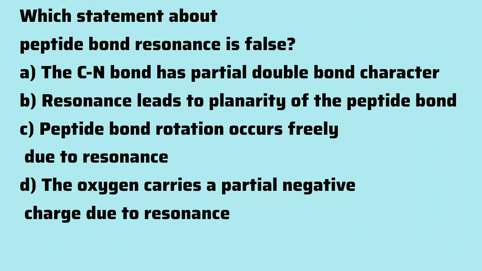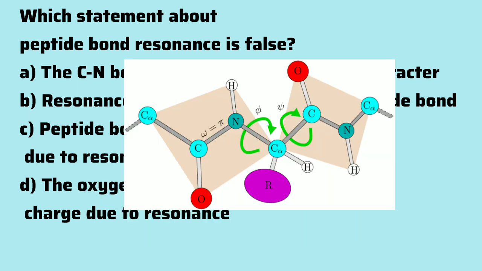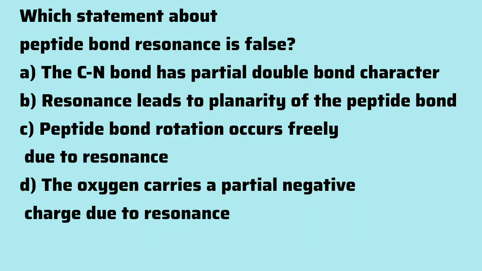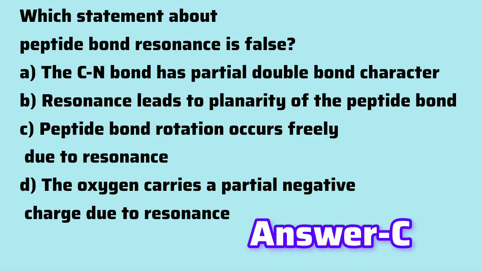Which statement about the peptide bond resonance is false? We need to choose the incorrect one. The CN bond has a partial double bond character. Yes, it is correct. Resonance leads to the planarity of the peptide bond. This is also correct. Peptide bond rotation occurs freely due to resonance. No, it is a rigid bond, so rotation cannot take place freely. And the last is the oxygen carries a partial negative charge due to resonance. Yes, this is also correct, but we need to choose the incorrect one, so the answer is C.